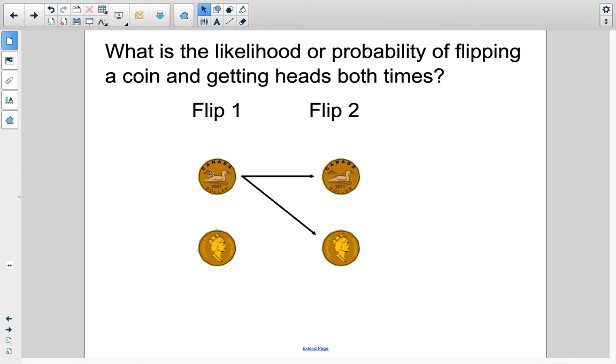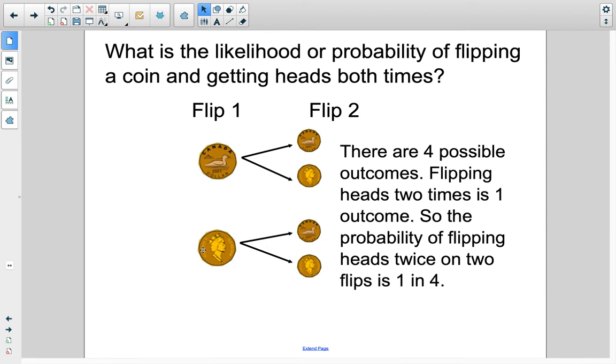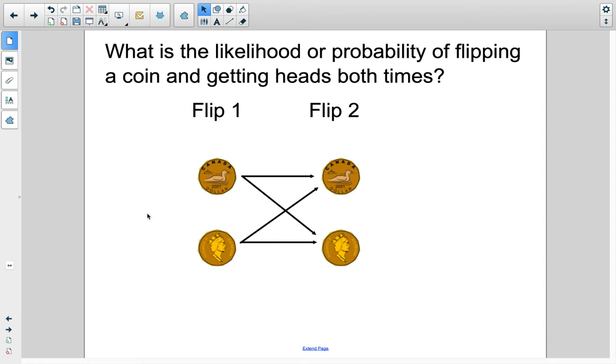So I can get tails and heads. So there's one. Tails and tails. That's two combinations. And then I can also get heads and tails and heads and heads. That's two more combinations. So in total, if I count these lines, they each represent a combination. I have four possible ways of getting different combinations of heads and tails. And I'm looking at the probability of getting heads both times. So here's my probability of getting heads both times right here.